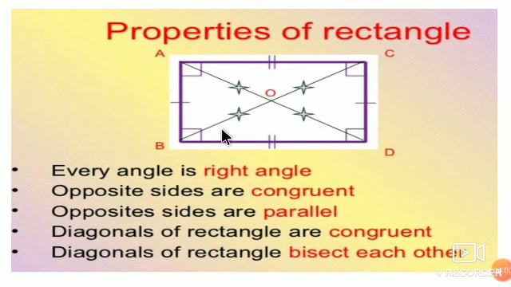Here in the figure also it is shown that these two opposite sides are equal in length. These two opposite sides are equal in length. Opposite sides are congruent. Congruent means equal in length. Every angle is a right angle. It is shown by the symbol that each angle is 90 degrees. Opposite sides are parallel.